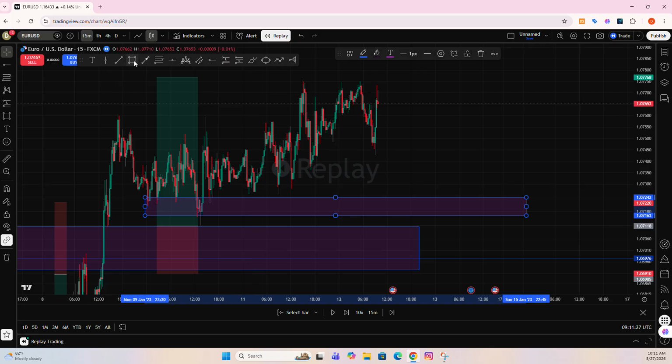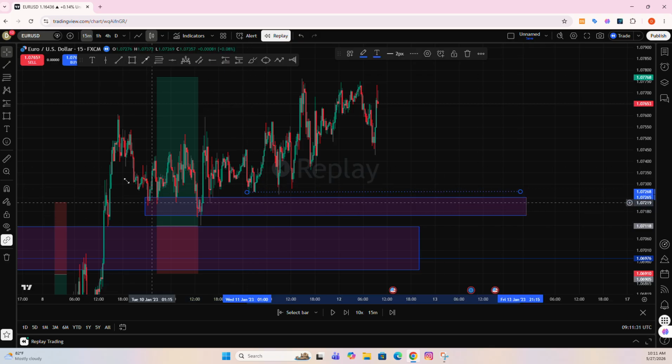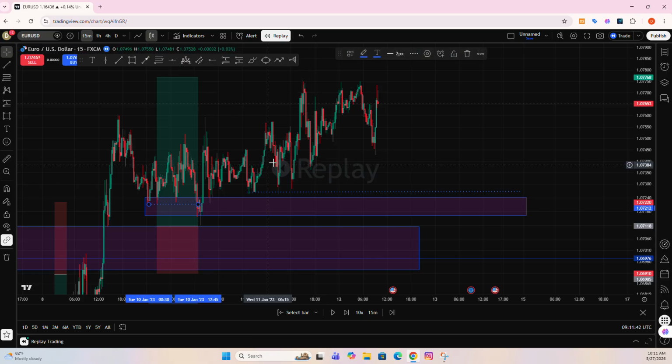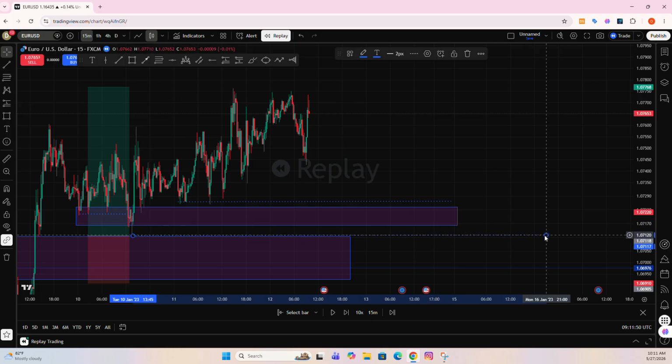This is our liquidity. This is all the liquidity sweep. You can see this is a liquidity sweep, and this is our point of interest, our protected low. This one I'm looking at is our protected low.